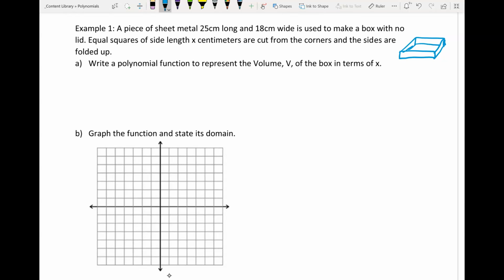Okay, and then it says equal squares of side length x centimeters are cut from the corners and the sides are folded up. So it basically describes how this box is going to be created. We have a sheet of metal and we know that it's 25 by 18. Then we're going to cut x centimeters of squares out, so the length and the width is a value of x. We're going to cut this section out of our sheet of metal, and we're going to do that for every corner.